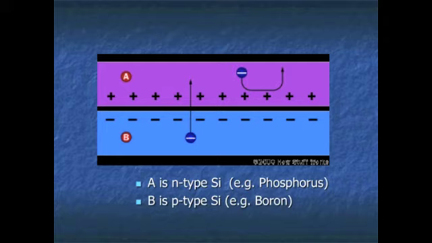Due to the electric field across the junction, electrons can only flow in one direction through the silicon. Any electron that exists in the p-type crystal will be pulled across the junction to the N-type side.